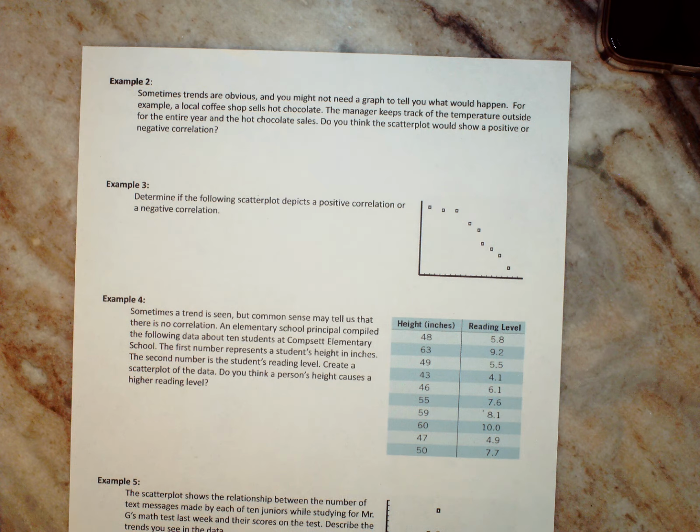All right, example 2. Sometimes trends are obvious, and you might not need a graph to tell you what they are or to tell you what would happen. So, for example, a local coffee shop sells hot chocolate. The manager keeps track of the temperature outside for the entire year and the hot chocolate sales. Do you think the scatter plot would show a positive or a negative? So, what do you think?